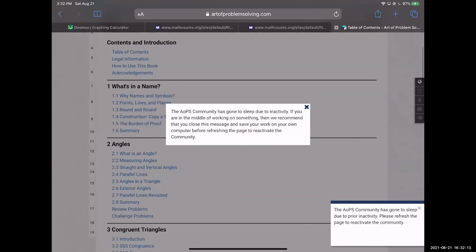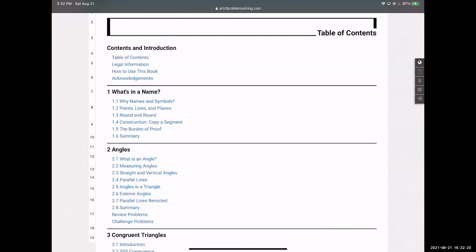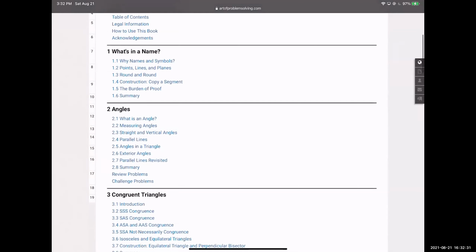So for the actual book, here is what the table of contents looks like. We're going to start off by introducing a lot of notation: the terminology that we use and the way that we write things out. That's going to be really important, and it's what we're going to spend a lot of time on today.